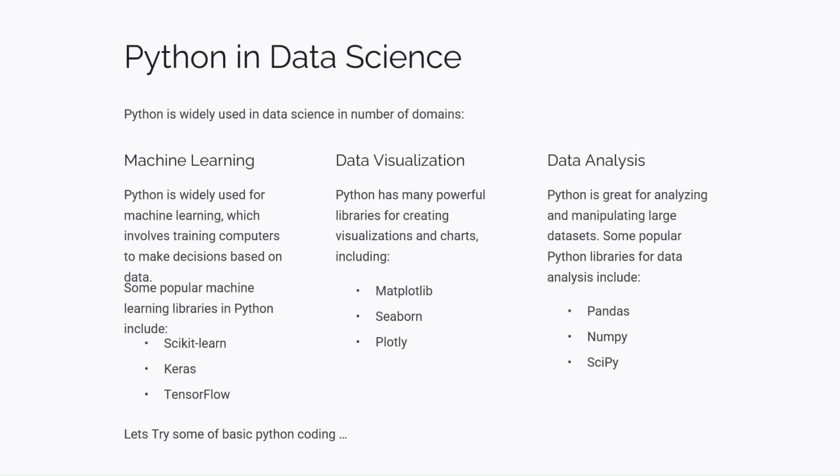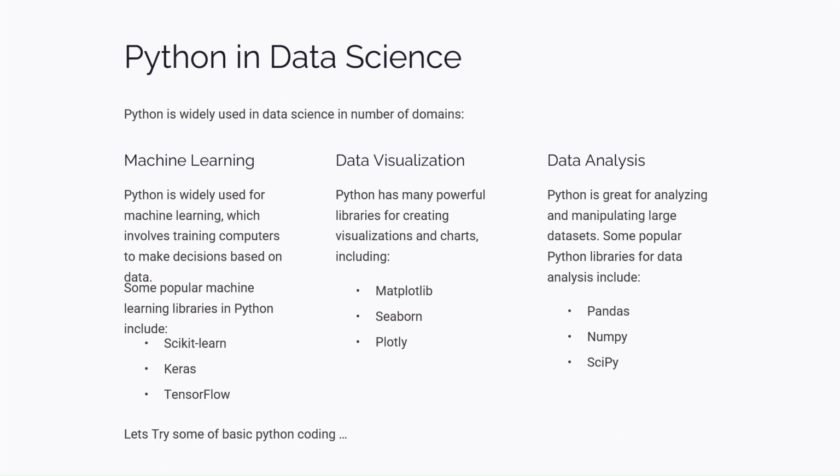we use Python. Now, Python in data science is widely used in a number of domains such as machine learning, data visualization, and data analysis. Now, machine learning, as we already discussed, involves training computers to take decisions based on data, and very popular libraries in Python are scikit-learn, Keras, TensorFlow. For data visualization, Python has many charting and visualization libraries such as Matplotlib, Seaborn, Plotly, and data analysis includes manipulating large datasets to get greater insights. And for that, we have libraries such as Pandas, NumPy, and SciPy.